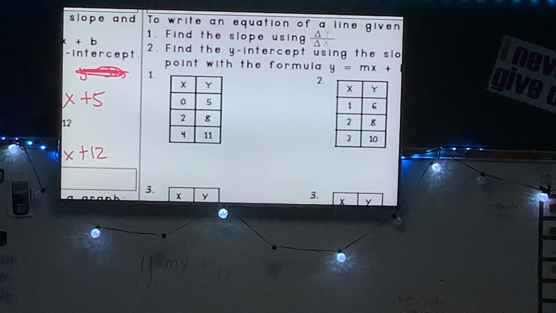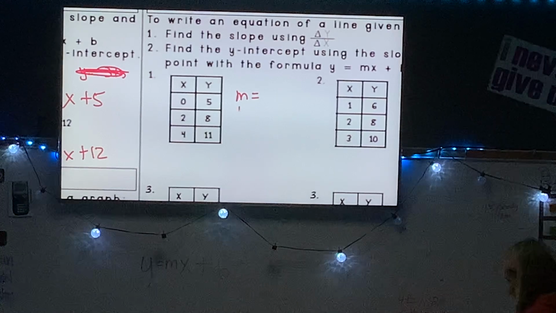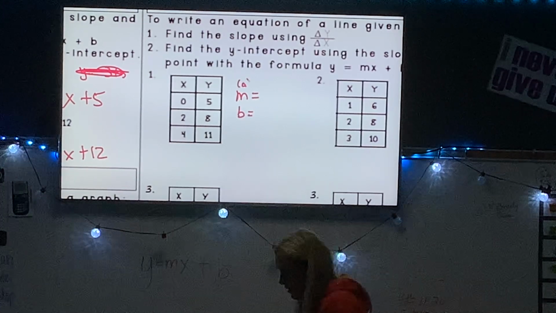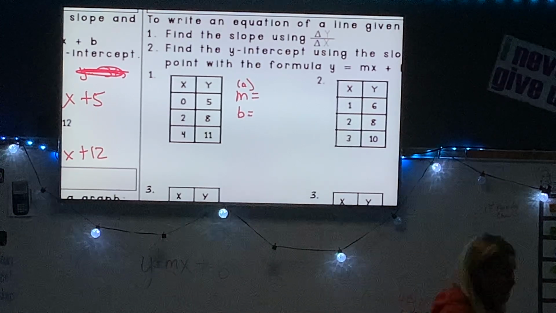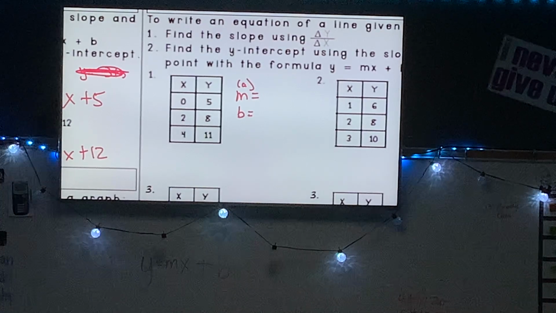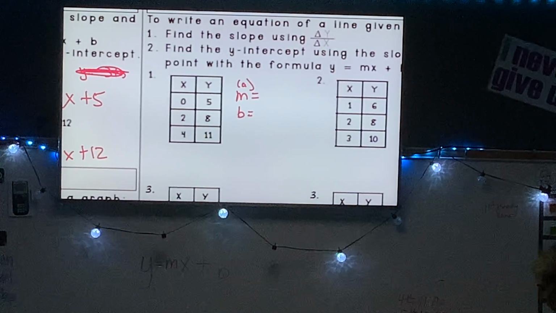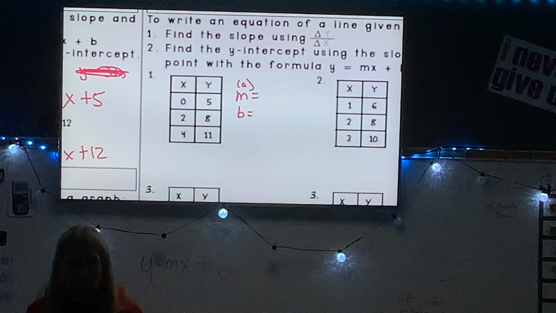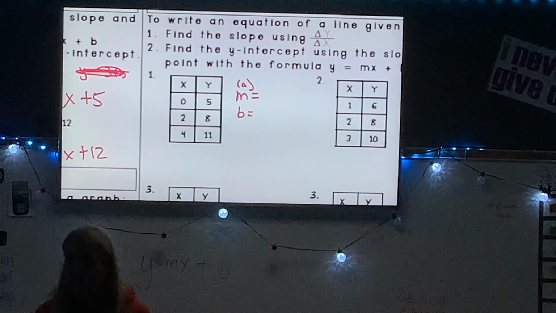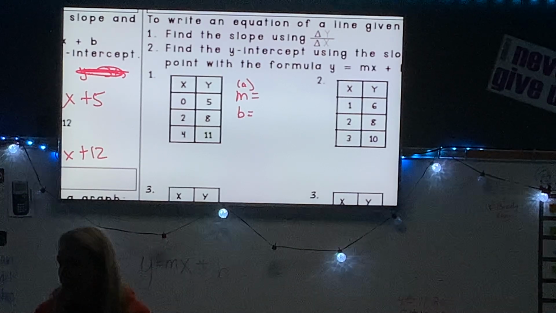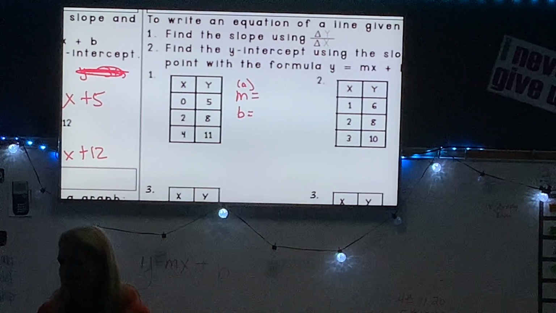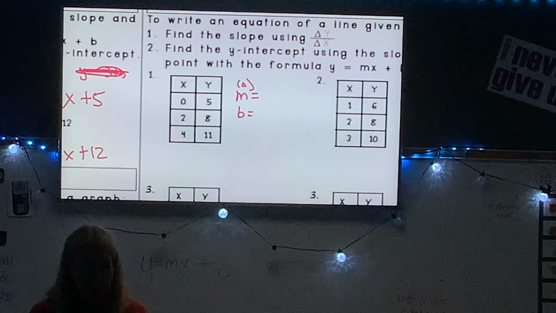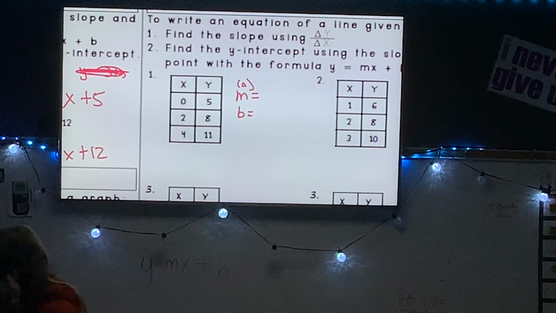Okay, so we're going to m equals, b equals. We have a table. If I have a table, how do I find my slope and y-intercept? How do I find my slope and y-intercept? In your calculator, stat, calc 4, enter.